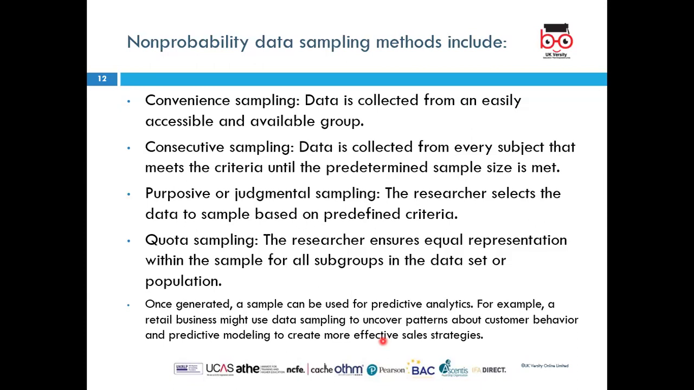And quota is again taking a quota. So you want 30% of males and 40% of females in your study. So that's an example of it. Is this clear? I know it's a bit complex, but we'll talk more about these things.